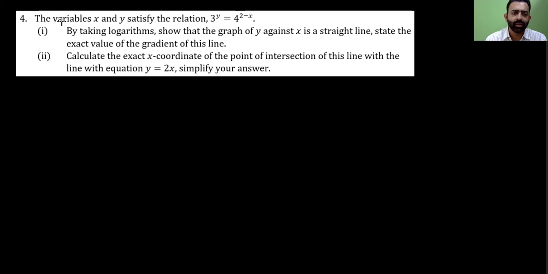Fourth one: the variables x and y satisfy the relation 3 raised to power y is equal to 4 raised to power 2 minus x. By taking logarithms, show that the graph of y against x is a straight line. State the exact value of the gradient of this line. Okay, so let us solve this.